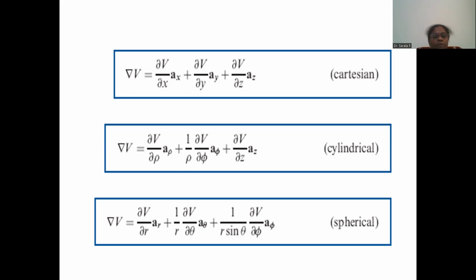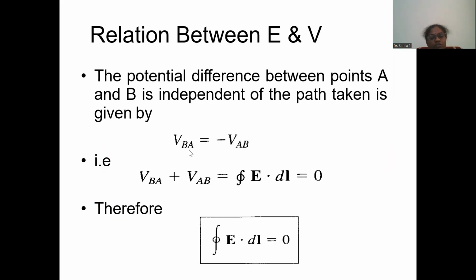So ∂V/∂rho a_rho, (1/rho) ∂V/∂phi a_phi, ∂V/∂z a_z. If we go with the spherical coordinate system, then it is r, theta and phi. So ∂V/∂r a_r, (1/r) ∂V/∂theta a_theta, (1/(r sin theta)) ∂V/∂phi a_phi. So these are the different types of systems we are going to represent it.